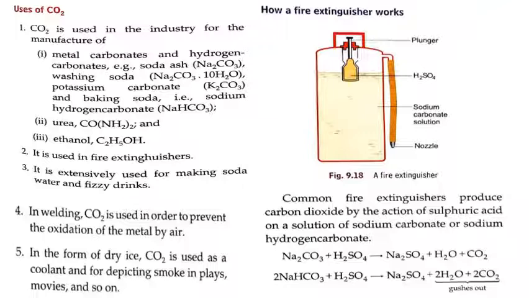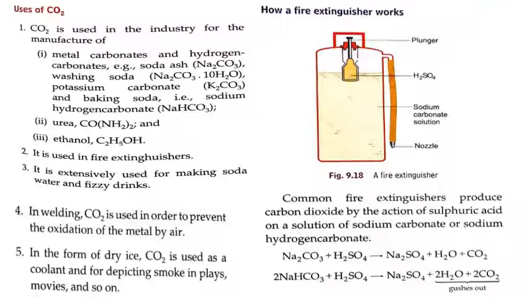Fifth, in the form of dry ice, carbon dioxide is used as a coolant and for depicting smoke in plays, movies, and so on. We have seen that dry ice directly sublimes, so it can show the properties of smoke also if it is present under certain conditions and we bring it out, so it will directly sublime and not turn into liquid, and it will give the effect of smoke.